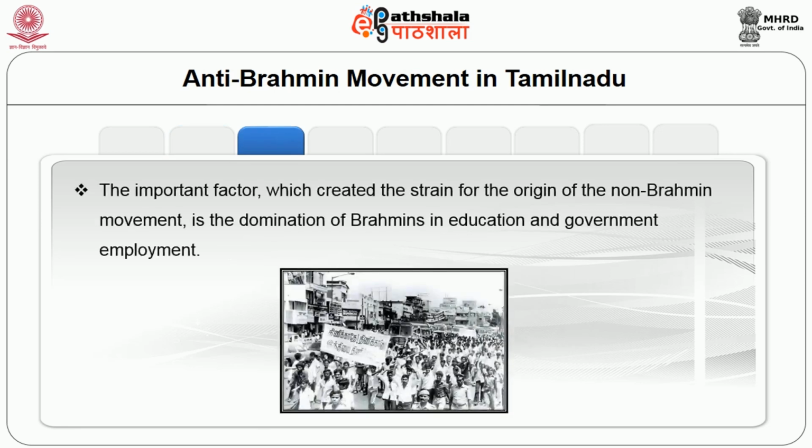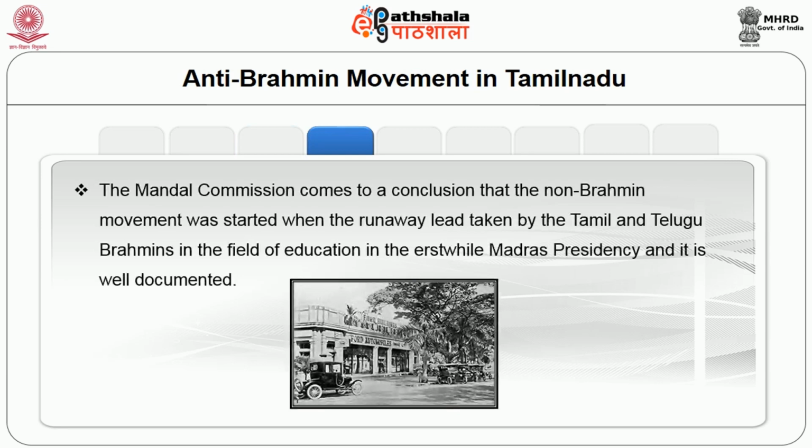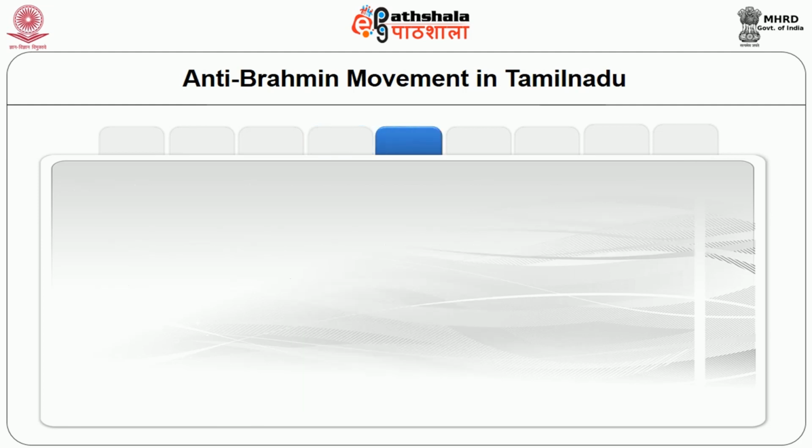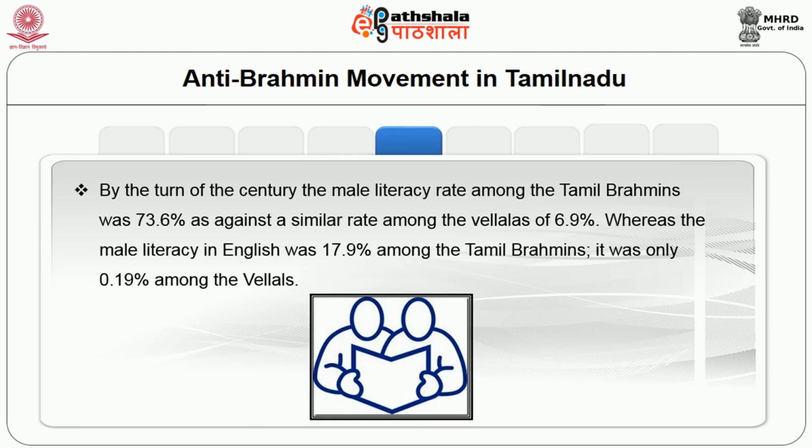The important factor which created the strain for the origin of the non-Brahmin movement is the domination of Brahmins in education and government employment. Finally, we see that the Mandal Commission comes to a conclusion that the non-Brahmin movement was started when the runaway lead taken by the Tamil and Telugu Brahmins in the field of education in erstwhile Madras Presidency, and it is well documented. By the turn of the century, the male literacy rate amongst the Tamil Brahmins was 73.6% as against a similar rate among the Velalas of 6.9%, whereas the male literacy in English was 17.9% amongst the Tamil Brahmins. It was only 0.19% amongst the Velalas.